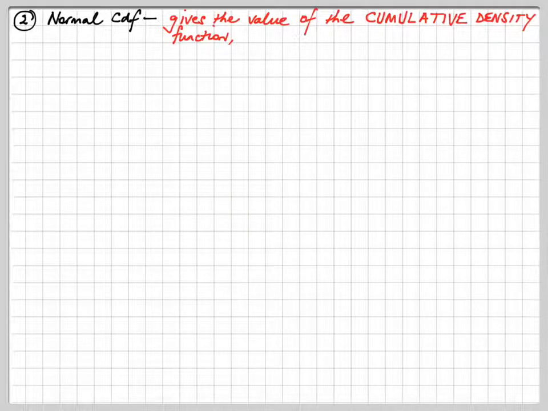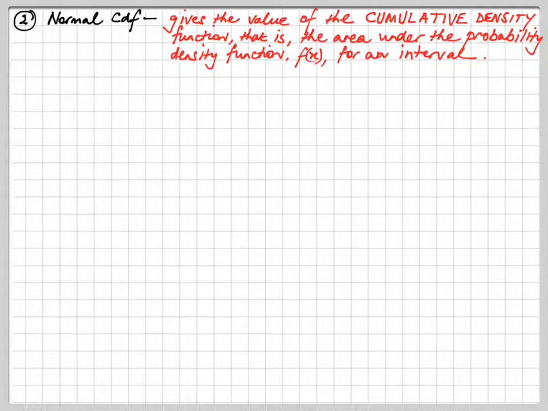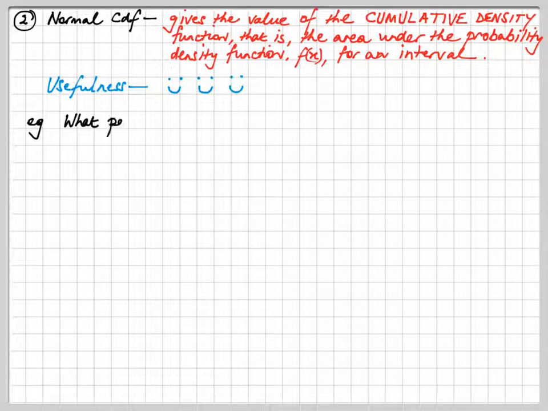Now, number 2, the normal CDF. Okay, now what that does is it gives you, this is a very useful one, the value of the cumulative density function. That means it's a probability, that is the area under the probability density function, f of x, for a given interval. Now, what am I talking about? Usefulness is very, very useful. Let's just give you an example.